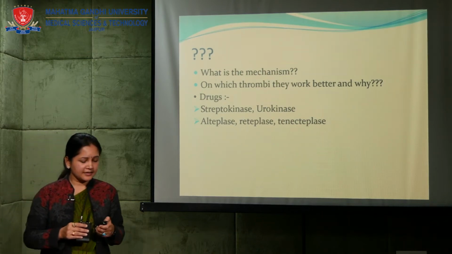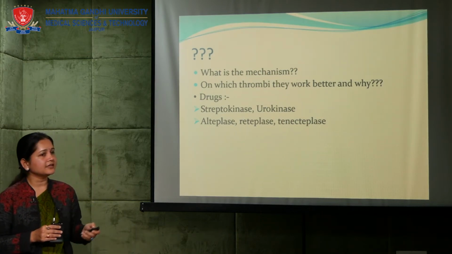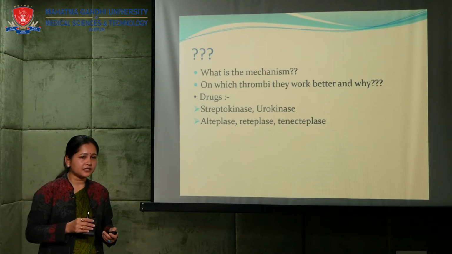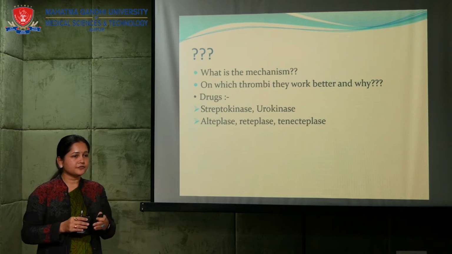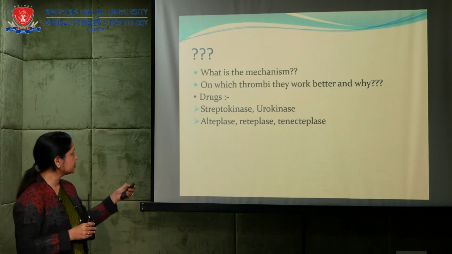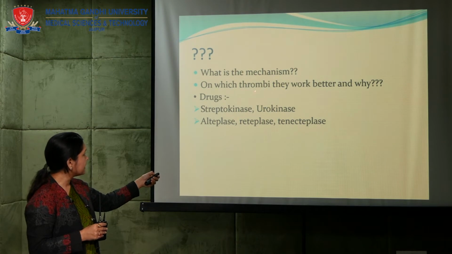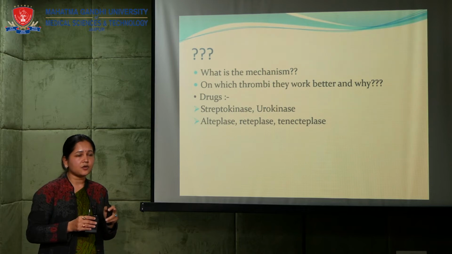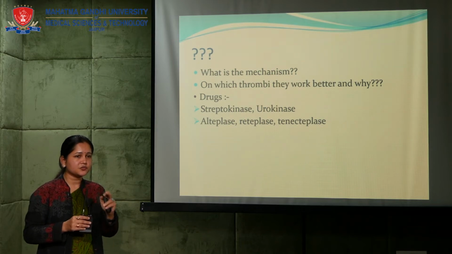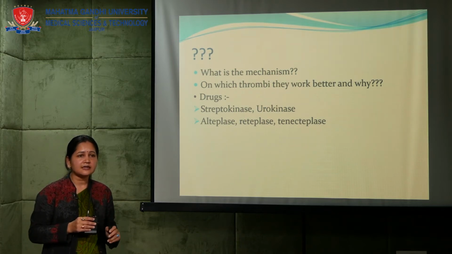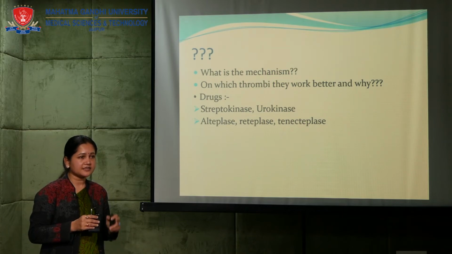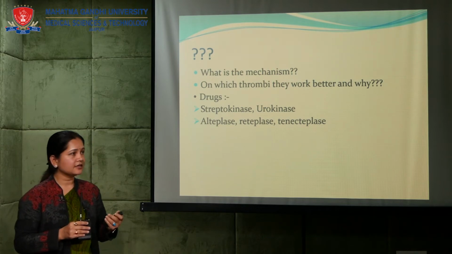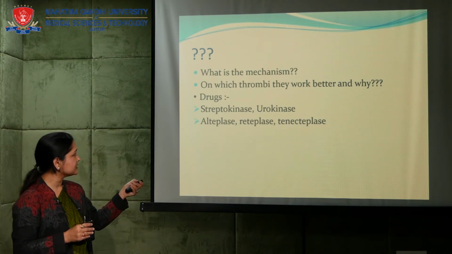So what is the mechanism? The mechanism is converting the plasminogen to plasmin. Plasmin will help in breakdown of insoluble fibrin to soluble fibrin fragments and dissolution of the clot. Now on which thrombi do they work better and why? They work better in venous thrombi compared to arterial thrombi, because venous thrombi are richer in fibrin components, while arterial thrombi are richer in platelet components. So this works better in venous thrombi.